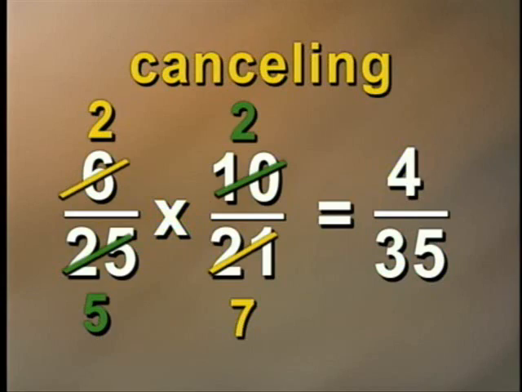Now, can we always cancel? Of course not. Sometimes we can cancel both fractions, as we did here. Sometimes only one numerator and one denominator will cancel. And sometimes we cannot cancel at all. But let me say this. If we cancel completely, then the answer we get will not have to be reduced.